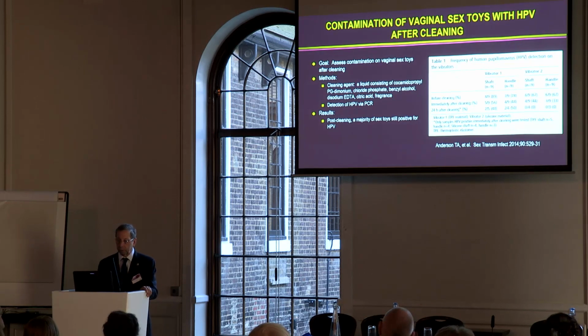Again, as we talked about HPV, there is contamination of vaginal sex toys with HPV after cleaning. And again, these could transmit the disease potentially from person to person. A cleaning agent, a liquid consisting of ammonium chloride phosphate and benzyl alcohol, was used, with detection of HPV, again, by PCR, and post-cleaning, the majority of sex toys were still positive for HPV. So again, a device touching the vagina, potentially the rectum as well.